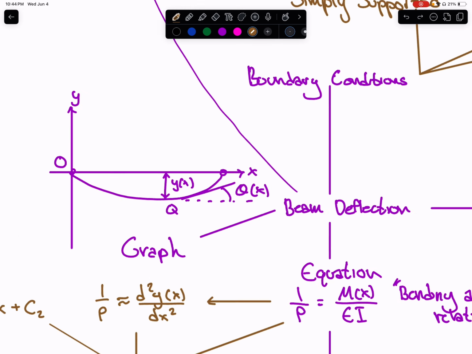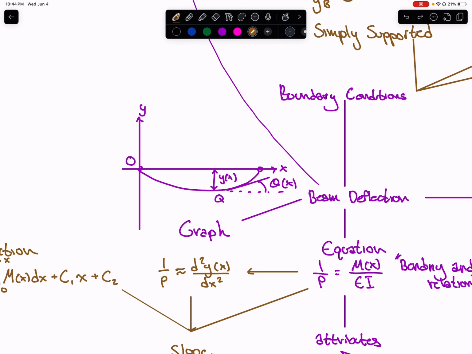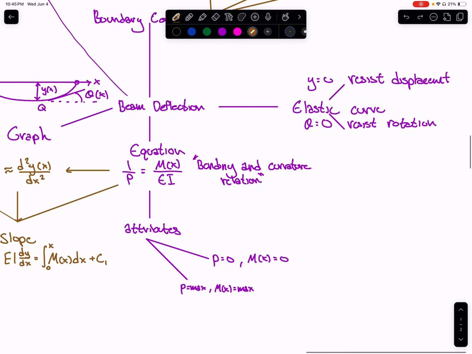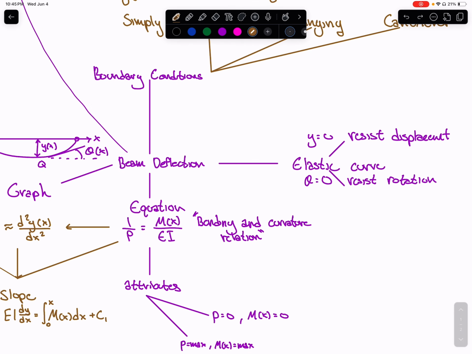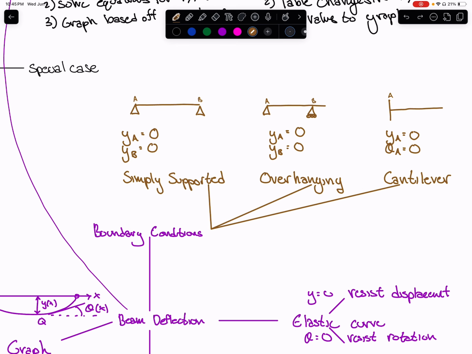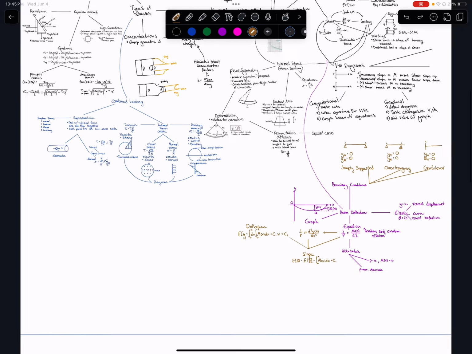I provided a quick graph to help show you what is meant by the slope, what is meant by the deflection along the beam's length, and then helping to describe the boundary conditions a little bit. Through an elastic curve, when y equals 0, it is resisting displacement, and with theta equals 0, it is resisting rotation, kind of what we discussed up here in the boundary conditions.